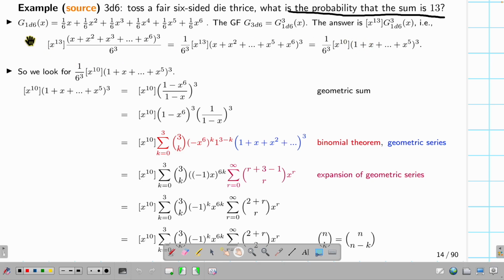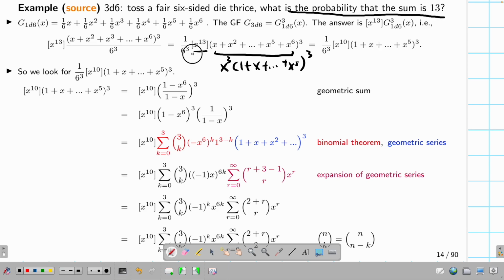Suppose the generating function for 1d6 is this polynomial. This die is fair, so all the p are 1 over 6. The generating function of 3d6, tossing the die 3 times, will be this polynomial to the power 3. We are now looking for the coefficient of x^13 of this polynomial. I have taken the 1 over 6 out, so we have the whole thing to the power 3 divided by 6 to the power 3. Then I move this 6 to the power 3 out, and I have this thing. Again, I have an x here, so I can perform factorization and get x to the power 5. And since both of them have power 3, I have a power 3 here.